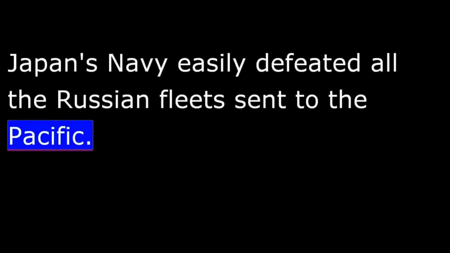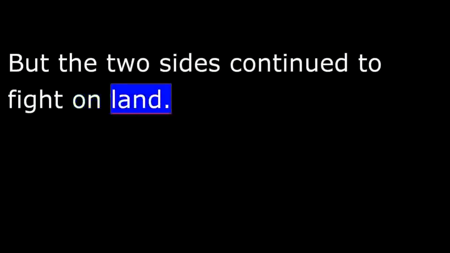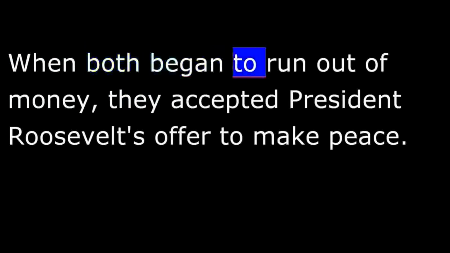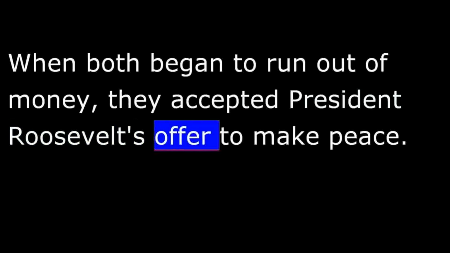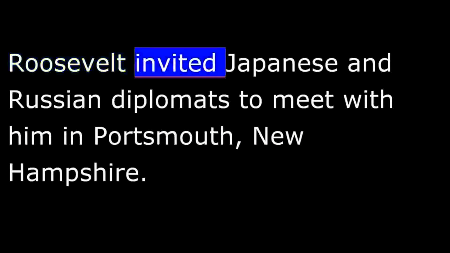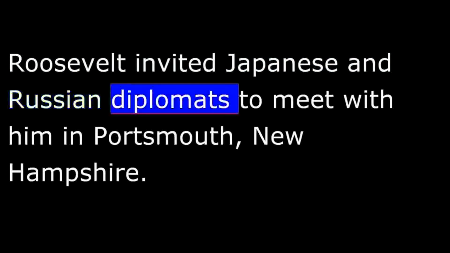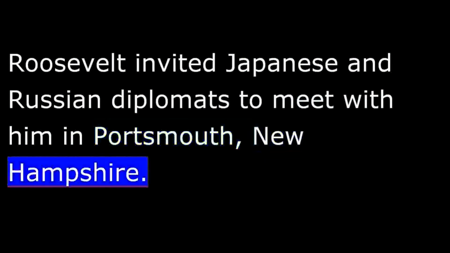Japan's navy easily defeated all the Russian fleets sent to the Pacific, but the two sides continued to fight on land. When both began to run out of money, they accepted President Roosevelt's offer to make peace. Roosevelt invited Japanese and Russian diplomats to meet with him in Portsmouth, New Hampshire.